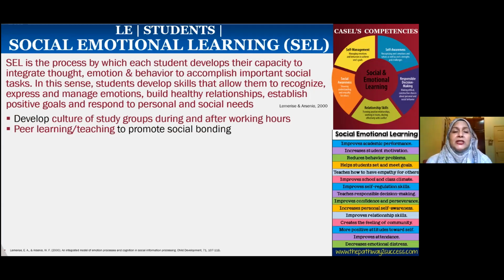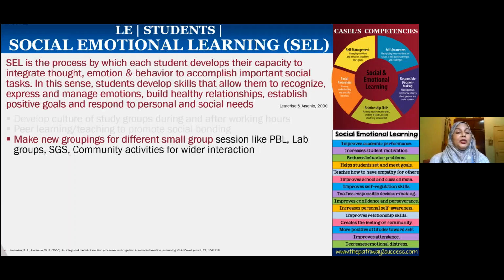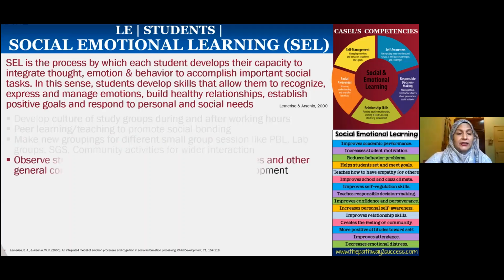Develop a culture of study groups during and after the working hours so that the students can interact more with each other. Peer learning and teaching promotes social bonding among the students. Make a few groupings for different small group sessions. If you're using the same grouping for all the activities, the students are stuck with those 10 or 12 students with whom they are going to communicate. Make different groupings so that they can have a wider range of social interaction: the PBL, the lab groups, the STS group, community activities, all that. If they're doing it with different students, they have a wider interaction.